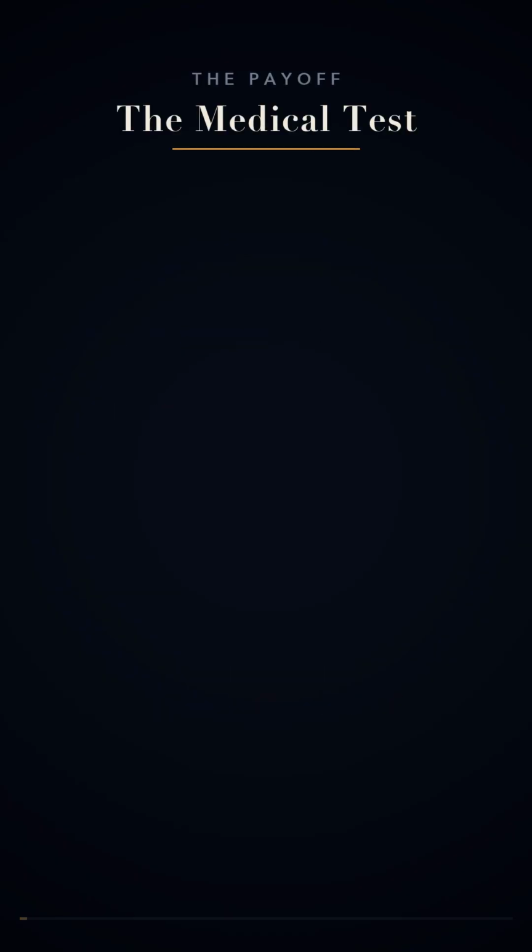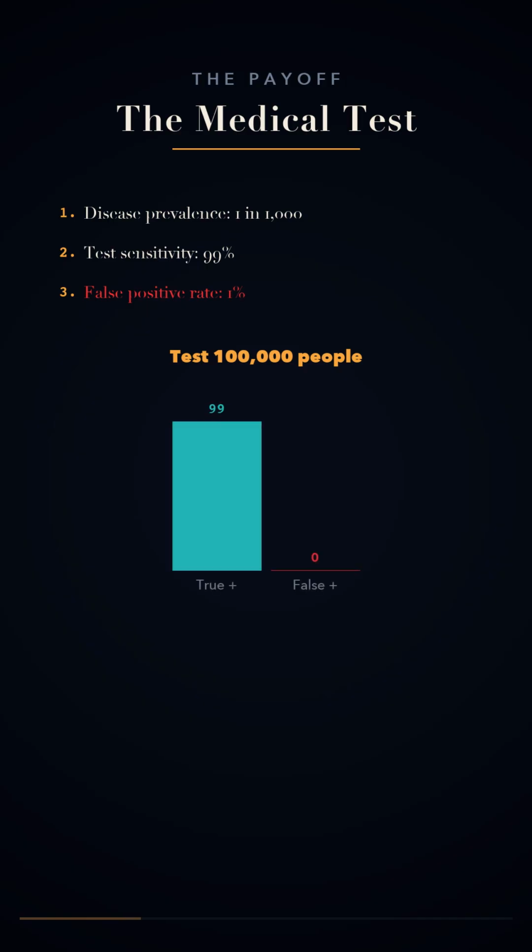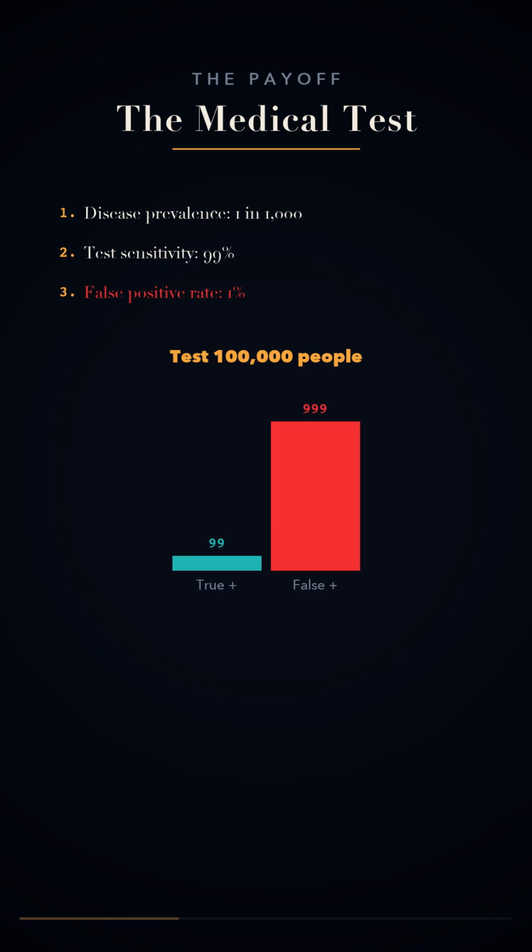Let us go back to that medical test. 99% accurate. You test positive. Here is the information you need. Suppose the disease affects 1 in every 1,000 people. The test correctly identifies 99% of people who have the disease. It also correctly identifies 99% of people who do not have the disease. In other words, it has a 1% false positive rate.